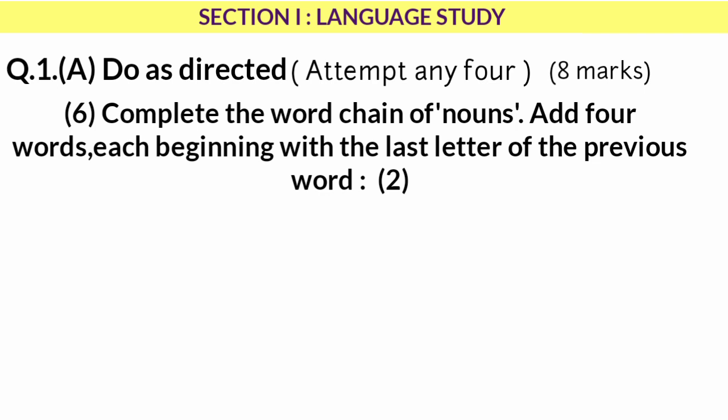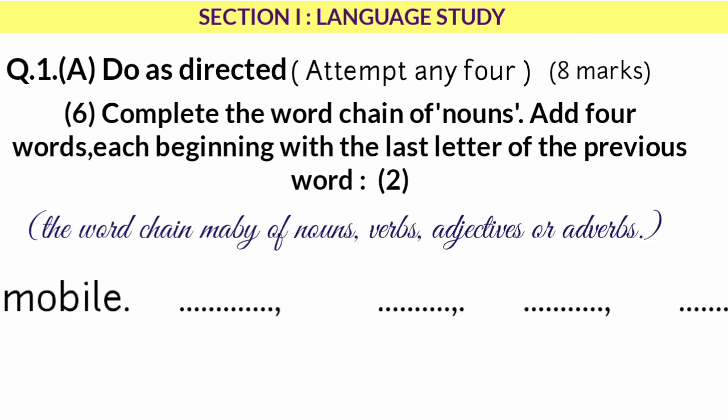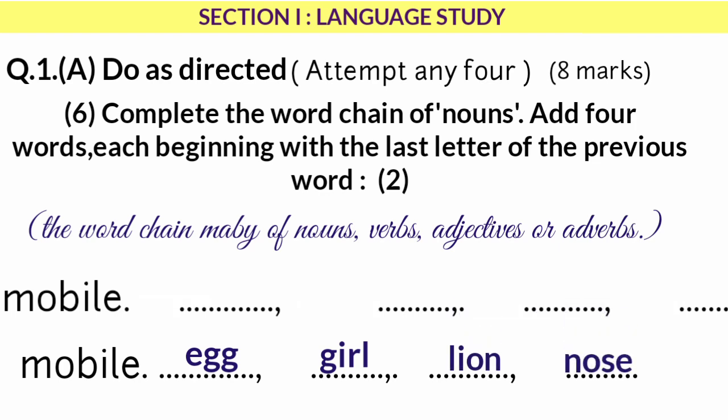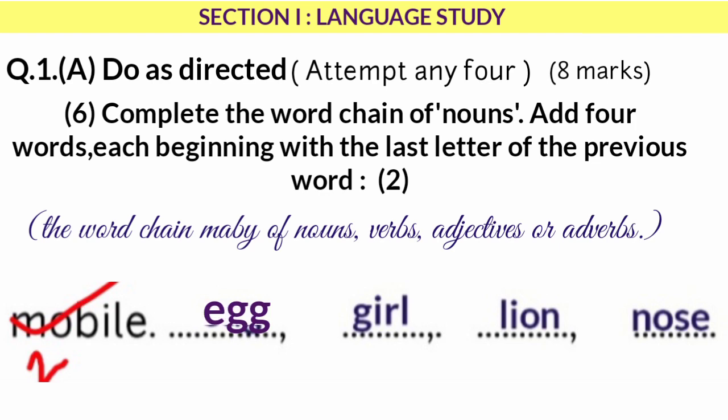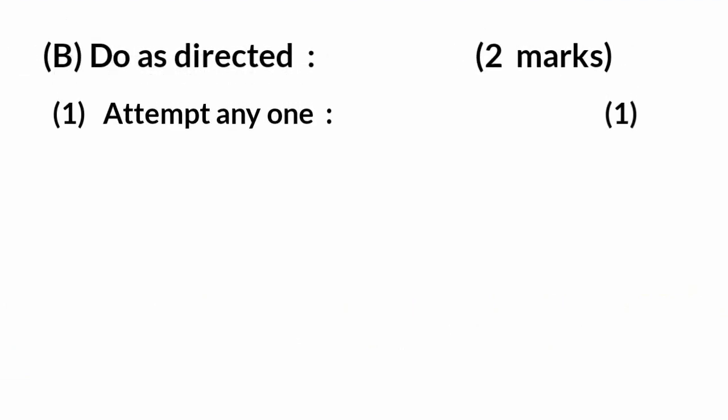The sixth activity, complete the word chain of nouns, adjectives. Perhaps there may be a word chain of verbs. Here a noun word chain is given, mobile, and you can get 2 marks for that if you have written the correct word chain. While writing a word chain, remember the previous word's last letter should be the start of the new word.